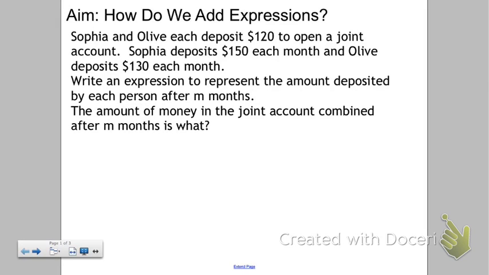Today's lesson is on how do we add expressions. Sophia and Olive each deposit $120 to open a joint account. Sophia deposits $150 each month, and Olive deposits $130 each month. Write an expression to represent the amount deposited by each person after M months. The amount of money in the joint account combined after M months is what?